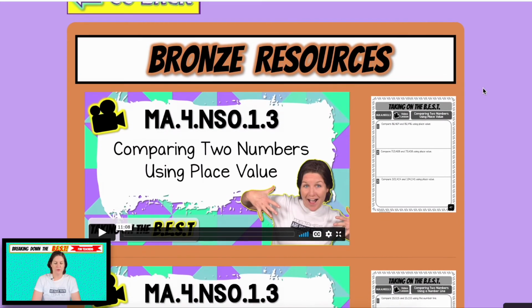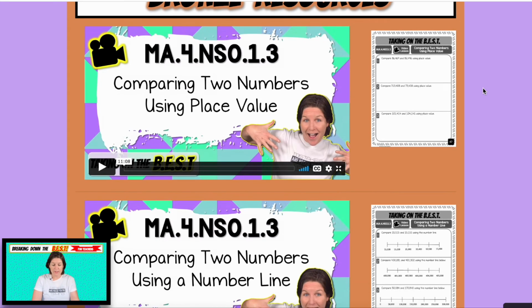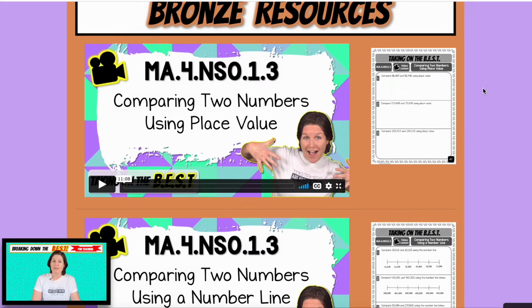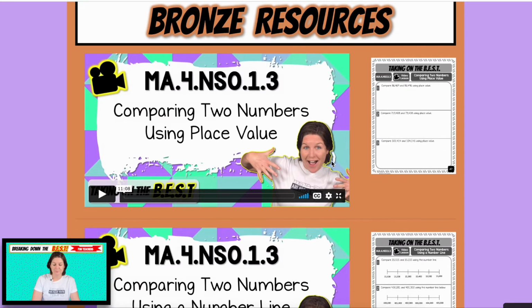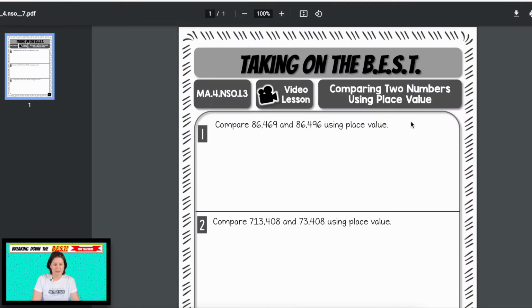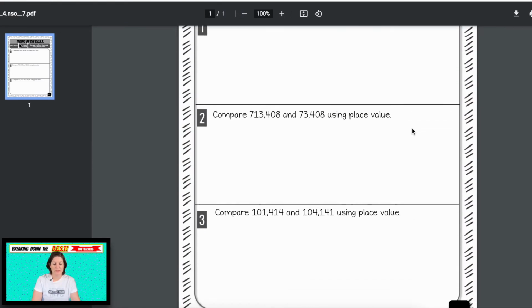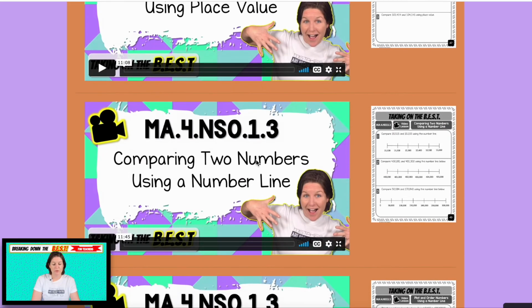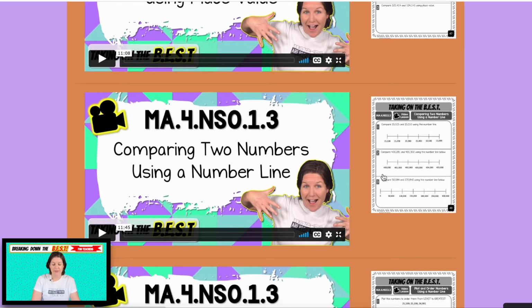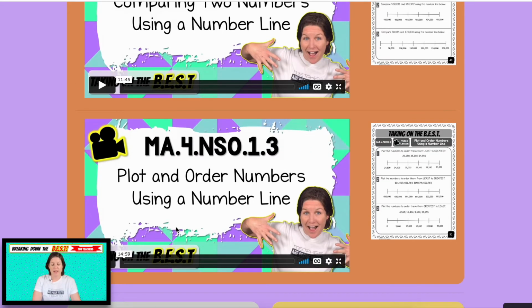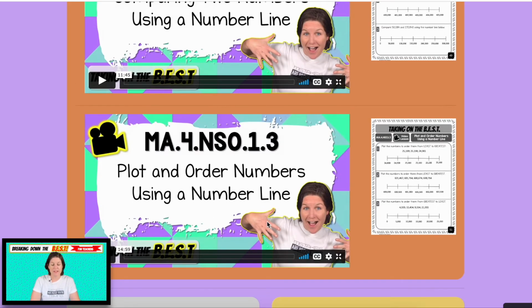So in this video, these are your bronze resources. So if you have the bronze plan, this is what you have access to. You also have access to these if you have the silver and the gold. So we've got the video lesson comparing two numbers using place value. So we'll use a place value chart in this lesson. If you click here, this is the printable that you can easily print and download, and your students can follow along right with me. We also have comparing two numbers using a number line. This is going to take some time, so you can click on that, and then plot and order numbers using a number line. Cool. So that's what you have access to with the bronze plan.